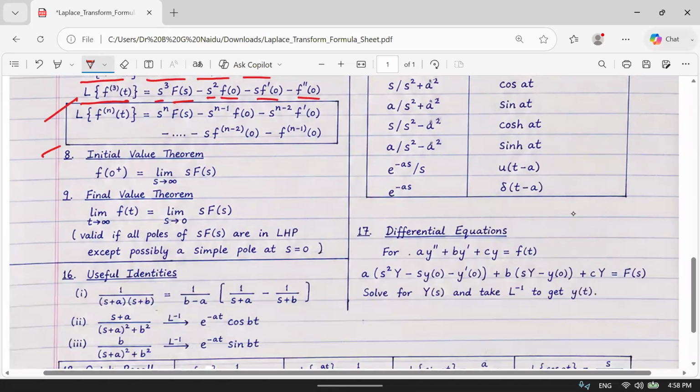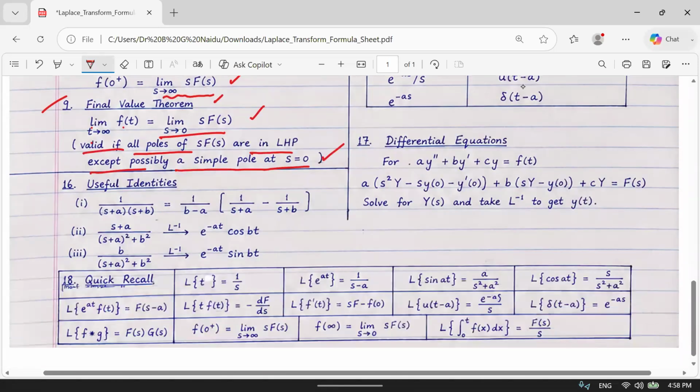So there is the initial value theorem: f of 0 plus can be written as limit s tends to infinity of s F(s). The final value theorem can be written as limit t tends to infinity f(t) equals limit s tends to 0 of s F(s). This is valid if all the poles of s F(s) are in the left half plane, except possibly a simple pole at s equals 0.